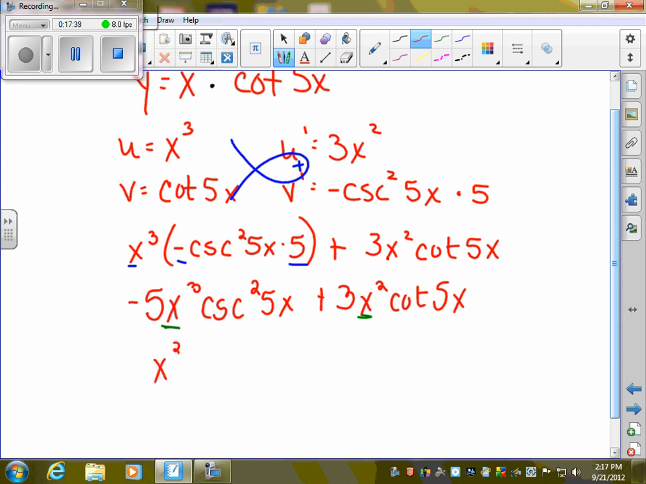And because I hate my first leading term to be negative, let's take out a negative x squared. If I take out that, I'm going to have a positive 5x cosecant squared 5x. Then this will be minus, because we've got to multiply a negative times a negative to get this positive. And then it would be 3 cotangent 5x. And that should be our final answer.